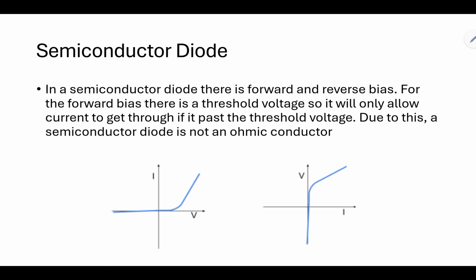So, a semiconductor diode. In a semiconductor diode, there is a forward and reverse bias. For the forward bias, there is a threshold voltage, so it will only allow current to get through if it is past the threshold voltage. Due to this, a semiconductor diode is a non-ohmic conductor.